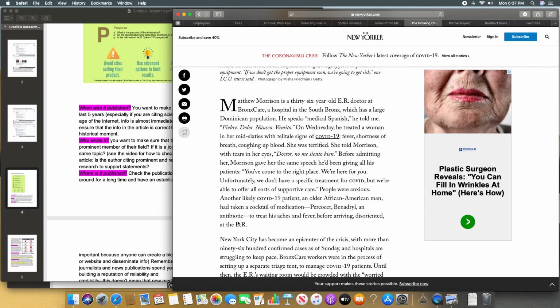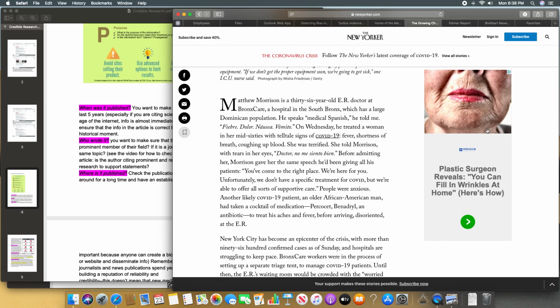Where is it published? Okay, so I know to trust the New Yorker. The New Yorker has been around, oh my God, I don't even know how long. It's ridiculous how long it's been around. But it is a trusted source.